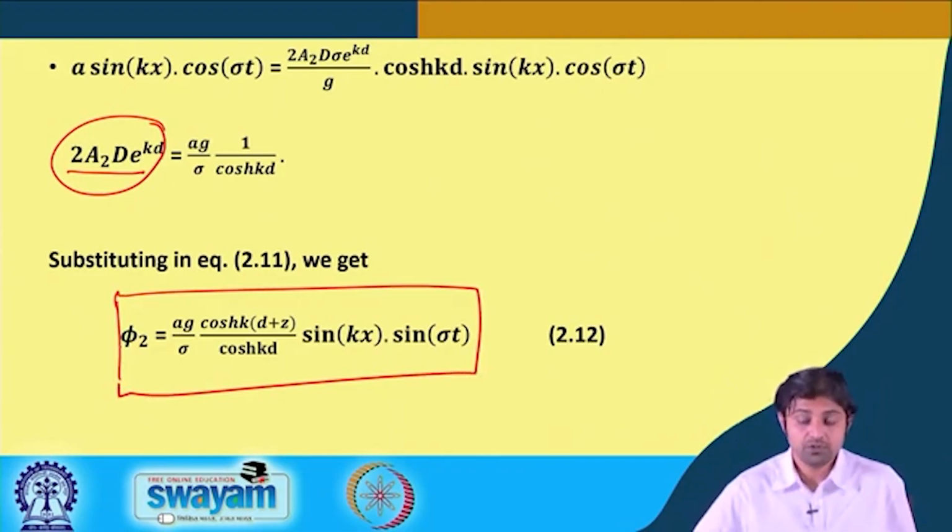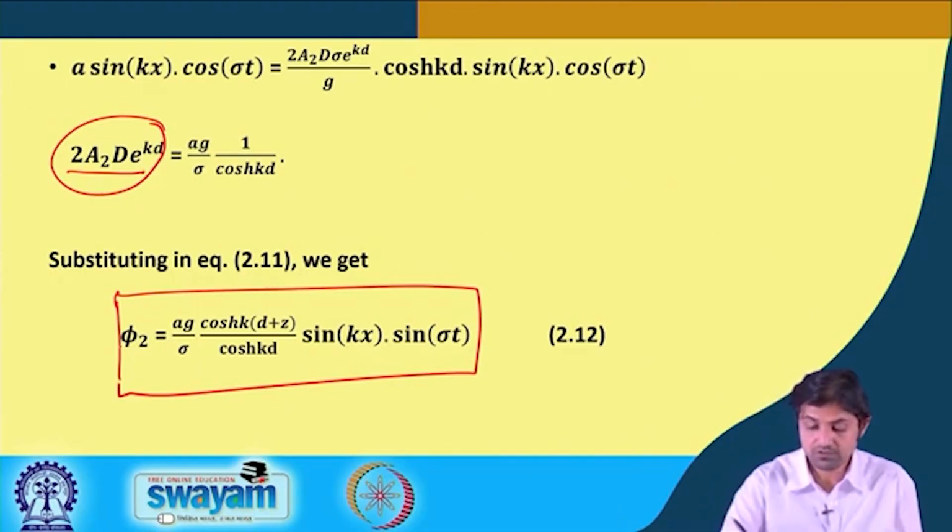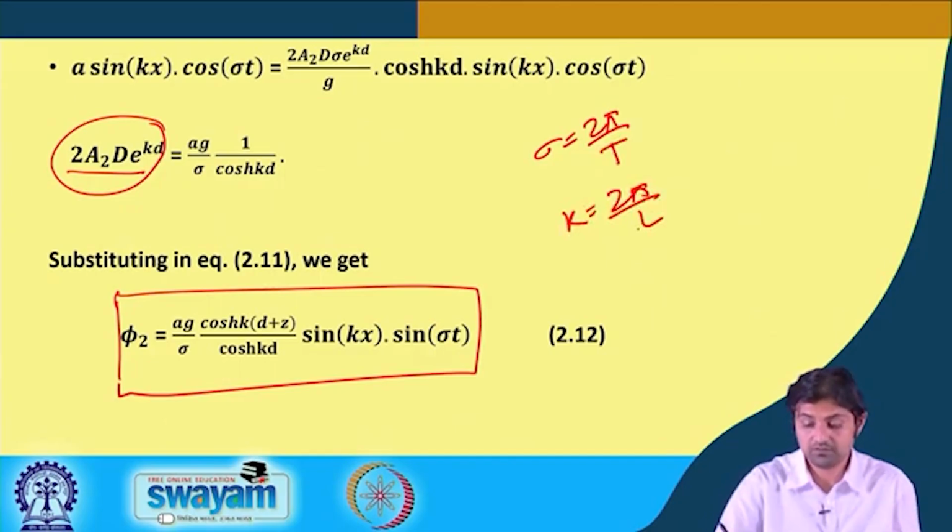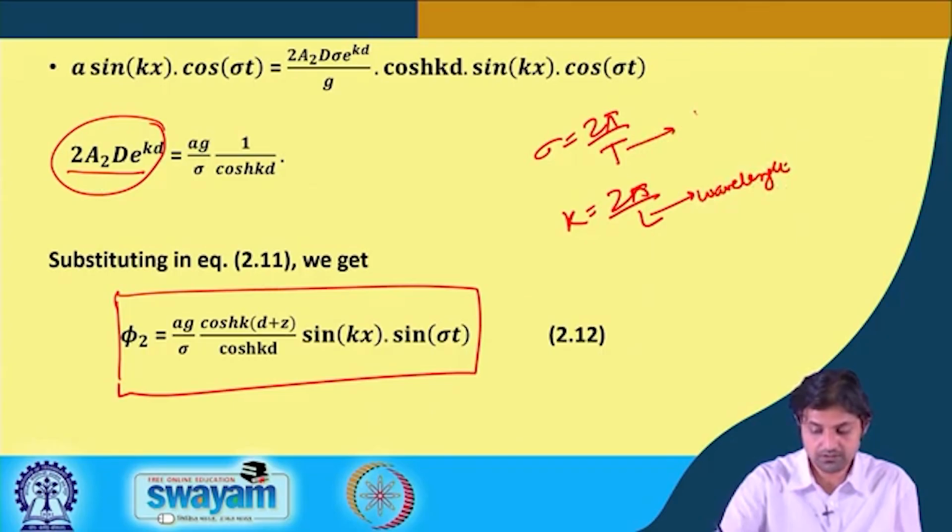So, we have now, first what we did, we solved for Laplace equation, applied the two boundary conditions and obtained the value of the velocity potential phi 2, which is of the form ag by sigma into cos h k d plus z into cos h k d sin kx into sin sigma t. So, sigma is 2 pi by t and k is 2 pi by L. This is wavelength and this is time period.